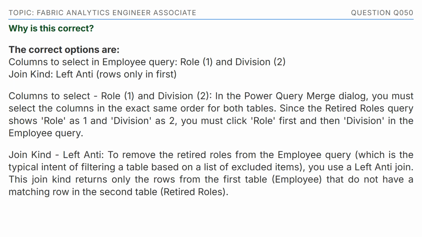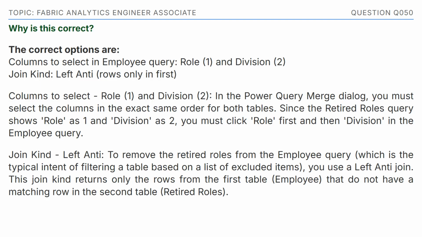Because columns to select, Role 1 and Division 2: in the Power Query Merge dialog, you must select the columns in the exact same order for both tables. Since the Retired Roles query shows Role as 1 and Division as 2, you must click Role first and then Division in the Employee query.